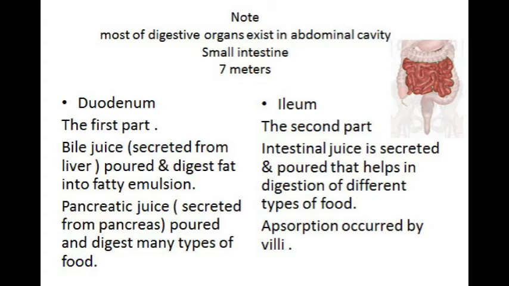When we talk about absorption, we must talk about the villi. The villi are the parts that exactly help in the absorption process. The absorption process means that when the food is digested completely, the villi help in transferring this digested food to the blood to get the use of it. This was the small intestine.